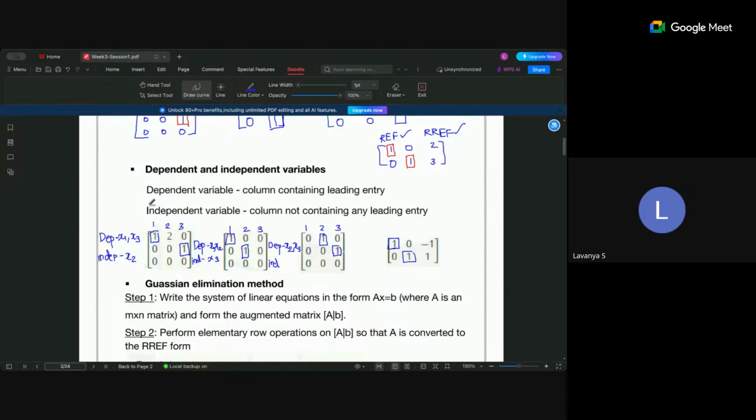Because we are considering the equation Ax = B, here x is nothing but x1, x2, x3. So here the independent variable is x1. Now here x1 and x2 are dependent, and x3 is independent. Correct. All right.